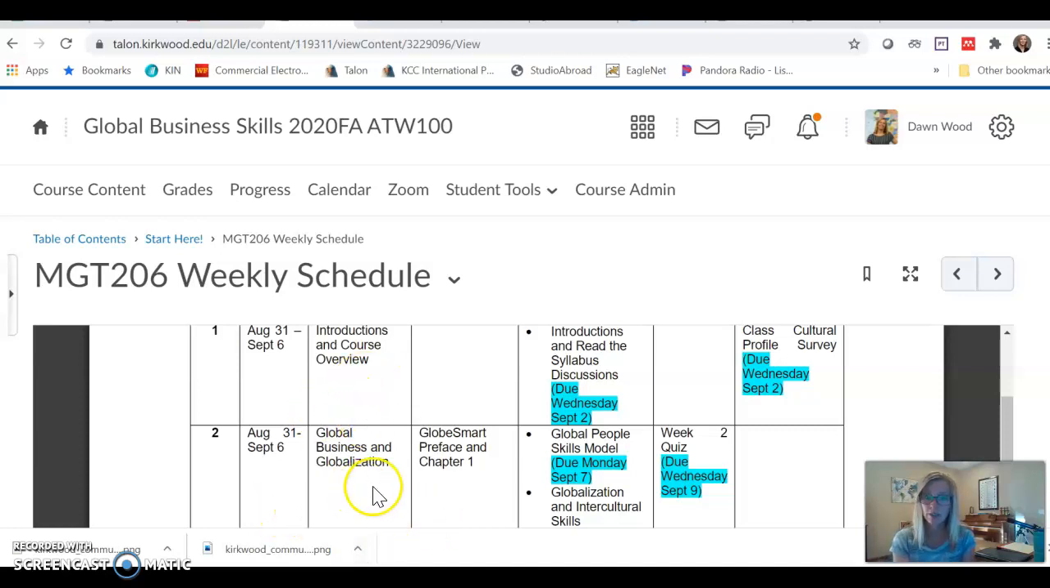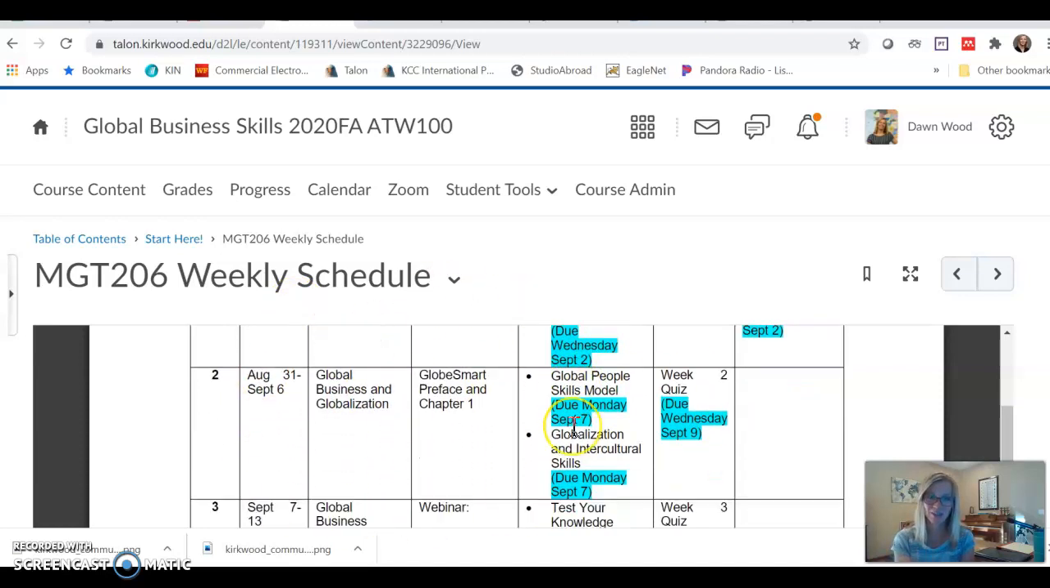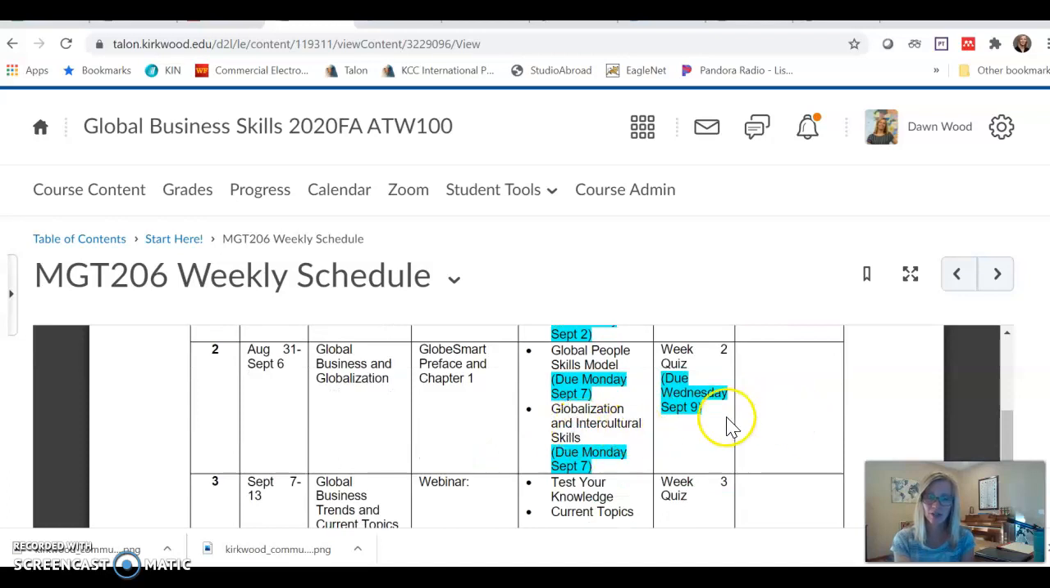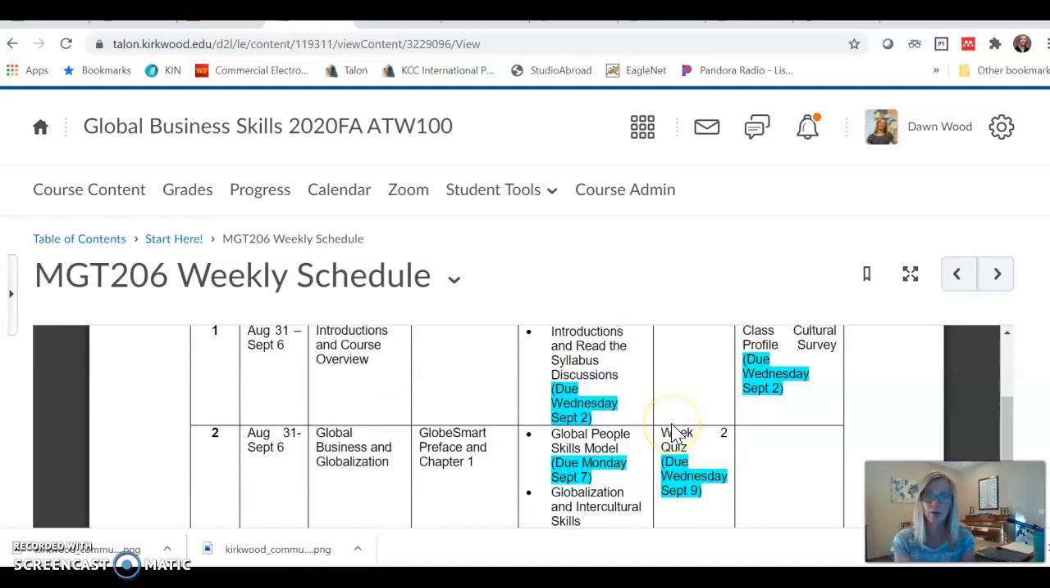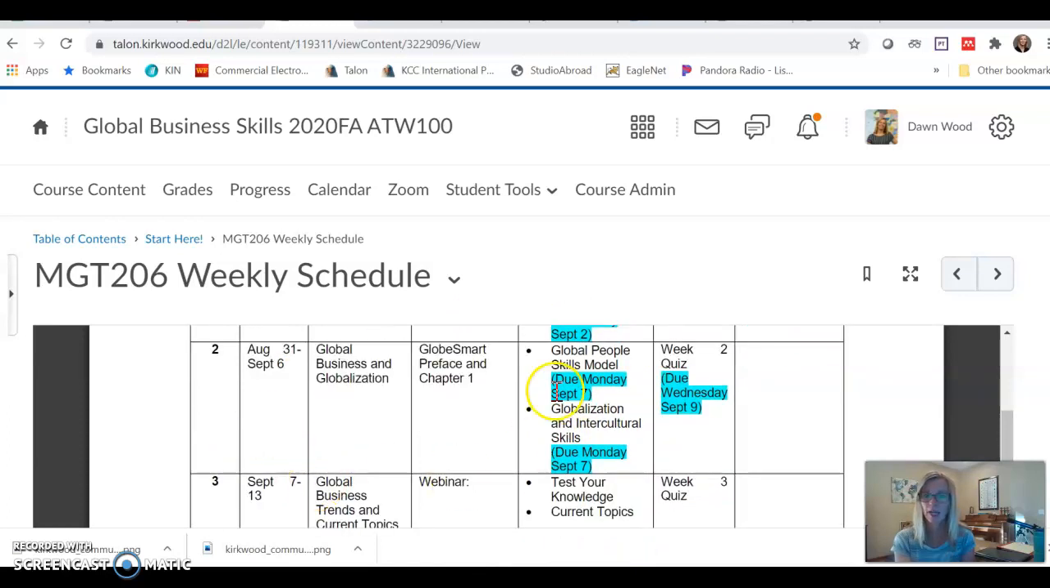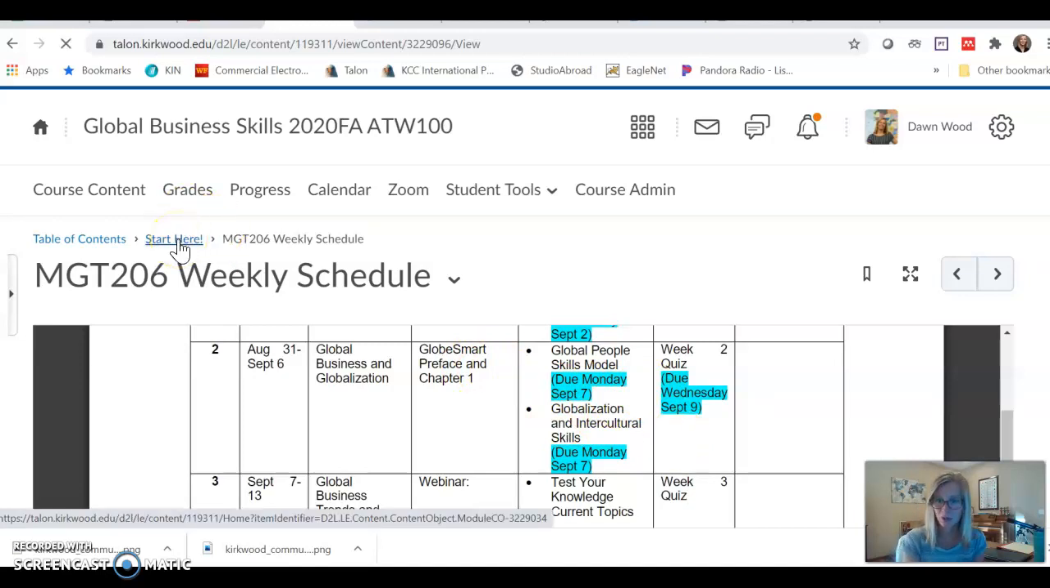So for the first week, you'll have all of these activities due. But see, they also go a little bit into week 3 if you look at the due dates. But I would suggest you try to get 1 and 2 done in your first week, August 31st to September 6th, or at least started. And I've given a little extra time on the due dates. Okay, so that's your weekly schedule.